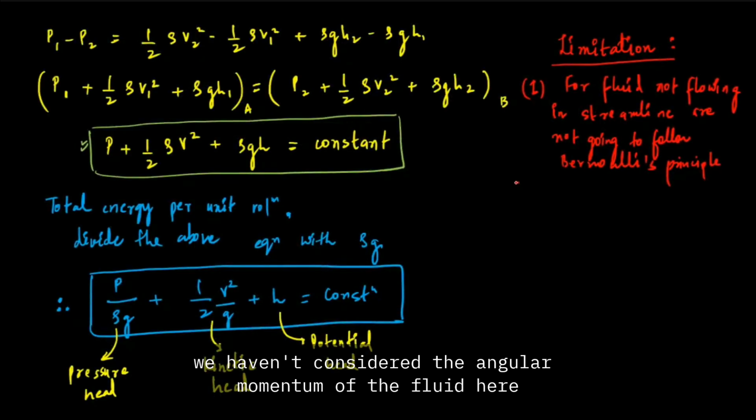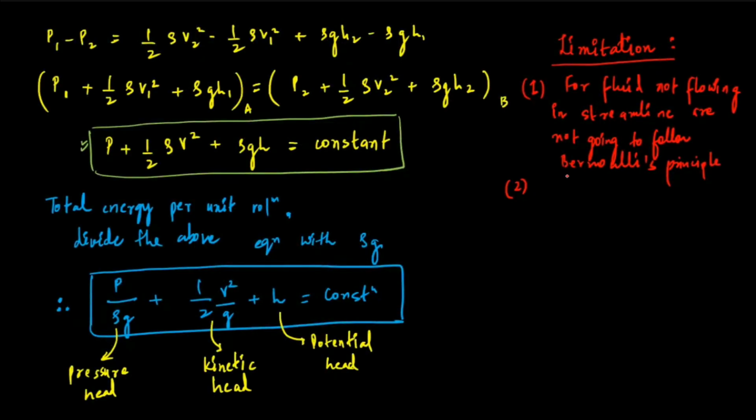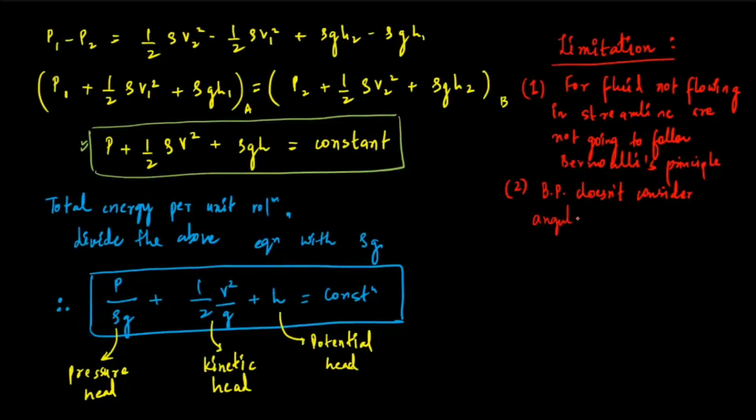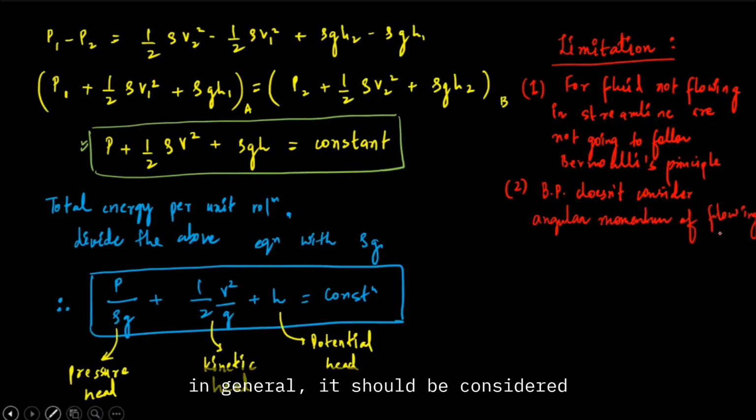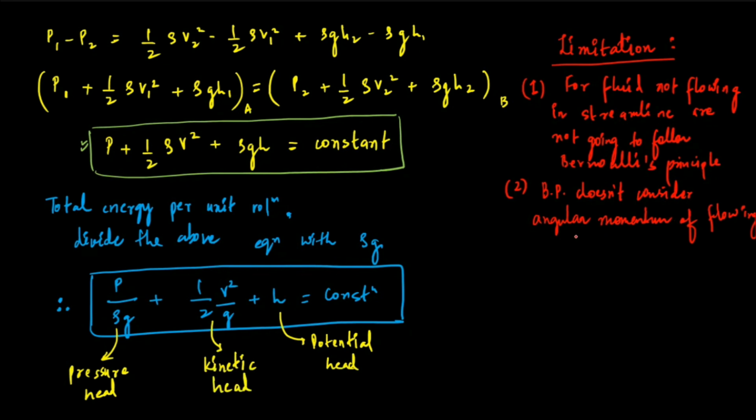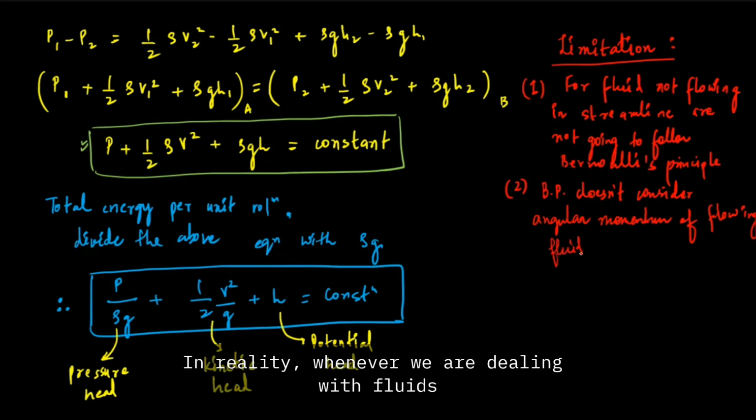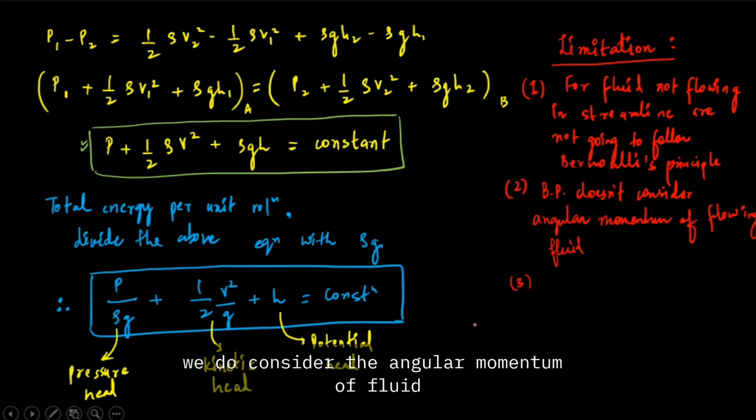Similarly, we haven't considered the angular momentum of the fluid here, but in reality it is there. So Bernoulli's principle doesn't consider angular momentum of flowing fluid. In general it should be considered, and that is the limitation of it. In reality, whenever we are dealing with fluids, we do consider the angular momentum of fluid.